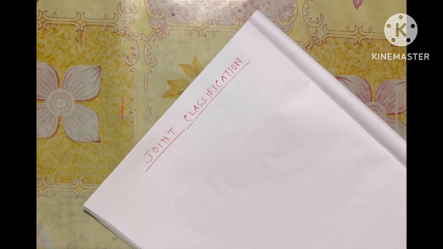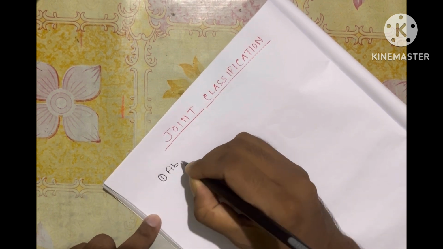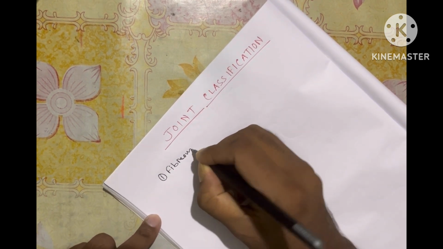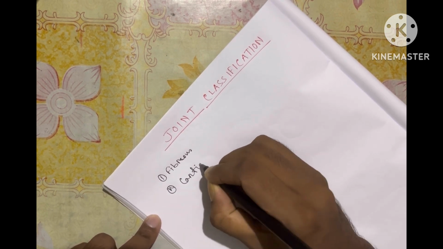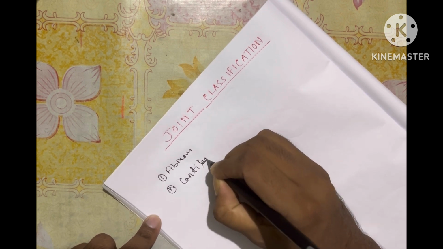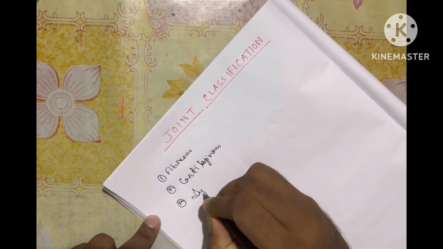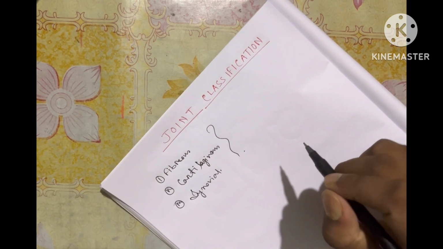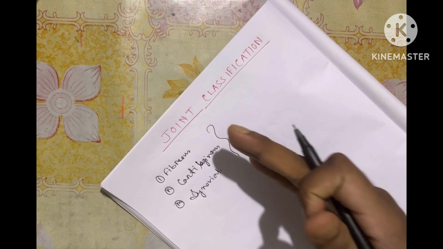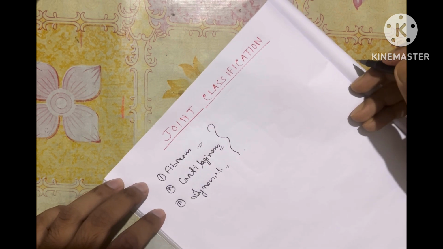So today in this video we are going to discuss the joint classifications. We have three different types of joints. Number one is fibrous joints. Number two is cartilaginous. Number three is synovial. So these are the three different classifications of our joints. We can classify all of our joints among these three classes.